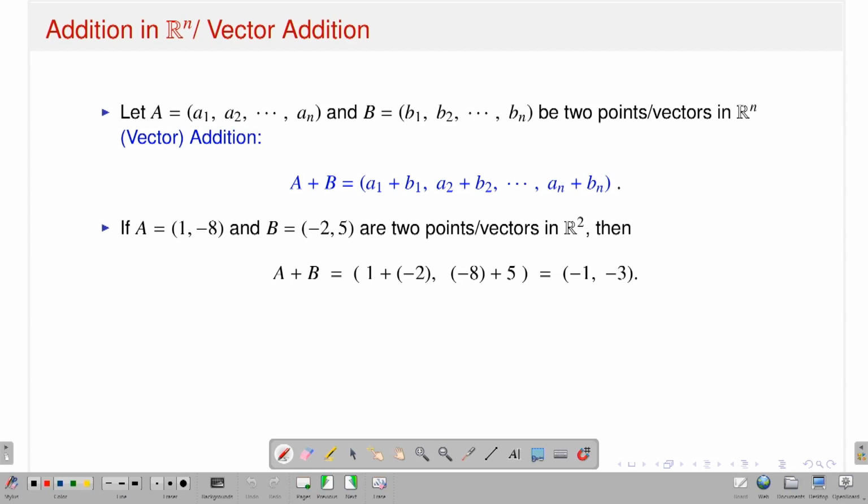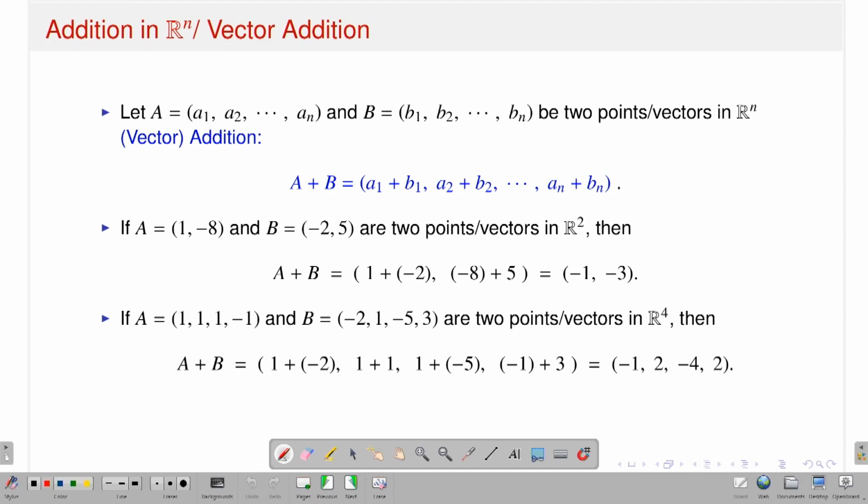For example, if I take A equal to (1, -8) and B equal to (-2, 5), these are two vectors in R2, then for A plus B, first I add 1 with -2, that is the first component, then -8 added with 5, that is the second component. So, the answer is (-1, -3). A plus B equals (-1, -3).